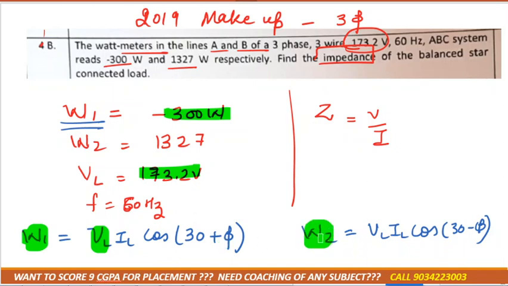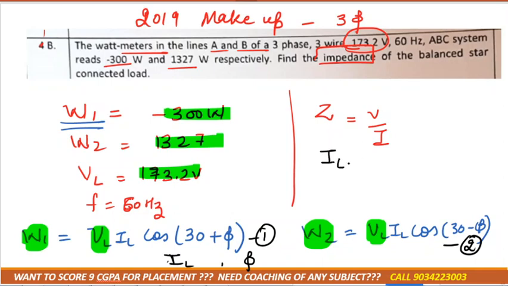In this also W2 is given, 1327 watt, and VL is given, but again in this case also we don't have IL and phi. We have two variables and two equations, right? One variable we don't know is IL and one we don't know is phi. So can you solve it? As you know the formulas for cos of A plus B and cos of A minus B, we have to use those. So after solving we'll get the value of IL as 10 ampere and we'll get phi as 70 degree.